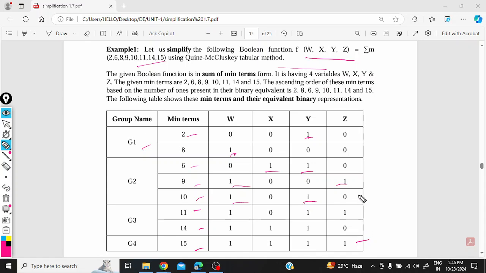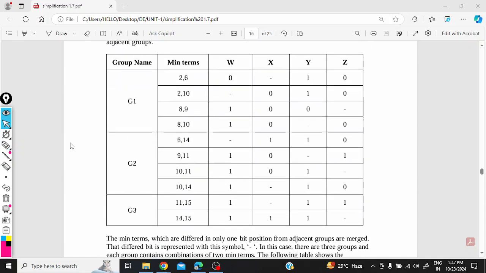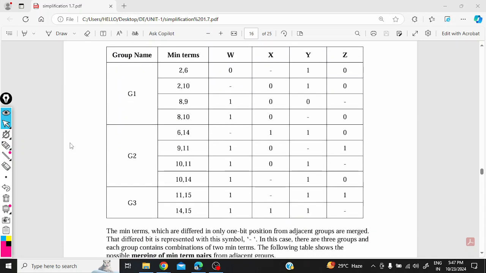So this is how you need to group the numbers in ascending order: single ones in one group, two ones in another group, three ones in the third group, four ones in the fourth group. This is how you represent the first step for the given minterms. Then when groups are formed, let's get on to table 2.